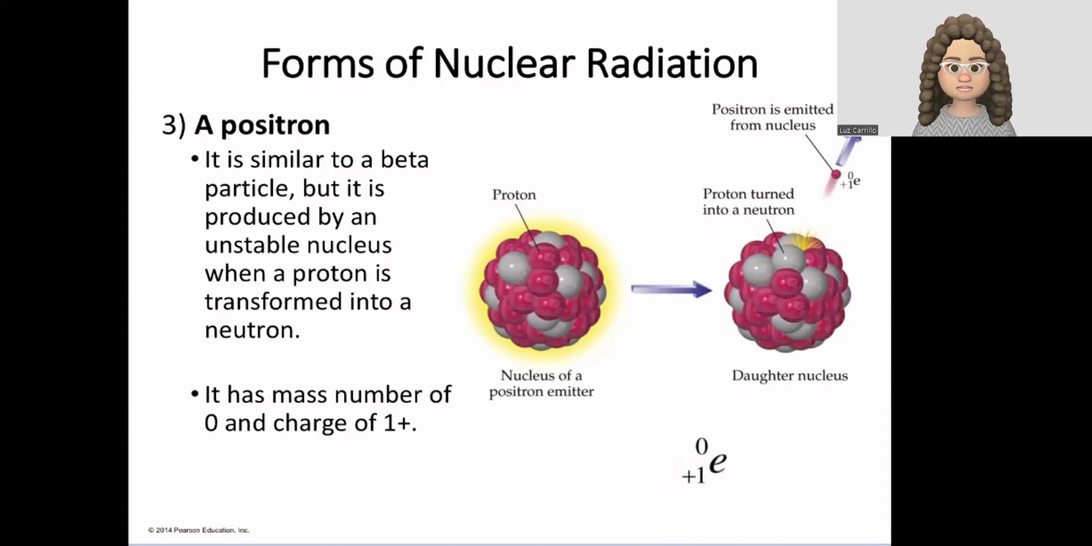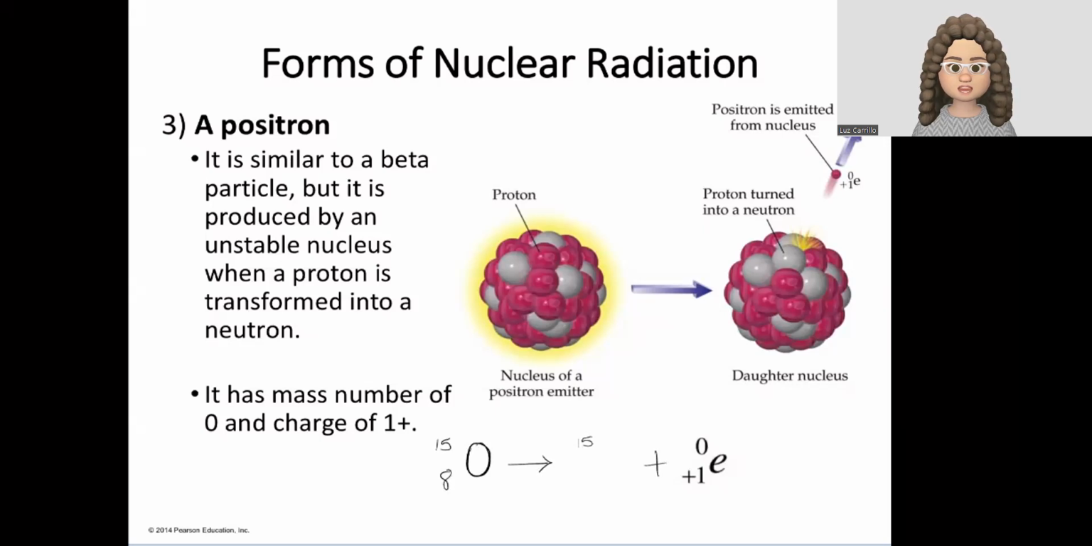So to give you an example of a radioactive isotope that is going to release a positron, here I'm going to utilize oxygen-15. So this is the isotopic notation of oxygen-15. We see that a positron is released, and in turn, there is no change to the mass number because that positron does not have a mass number.